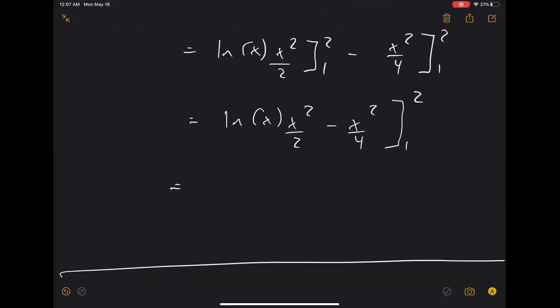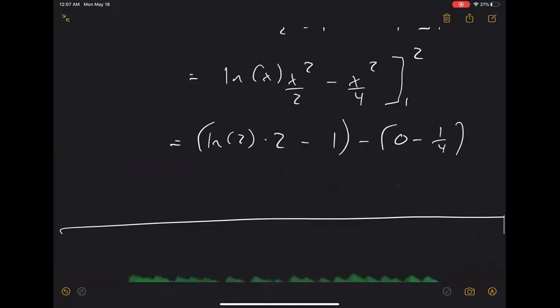Okay, so now let's plug in these bounds. I have ln of 2 times 4 over 2, so times 2, minus 4 over 4, which is 1. And then I'm subtracting, let's see, ln of 1 is 0, so 0 times 1 over 2, so 0, and then minus 1/4, right? So simplified, that's equal to 2 ln of 2, minus 1 plus 1/4, so minus 3/4. So that should be my final answer.